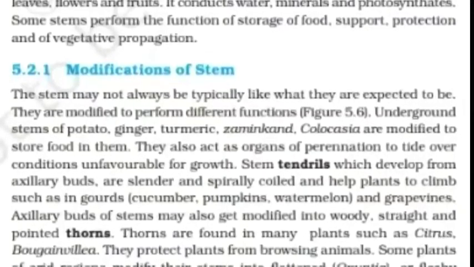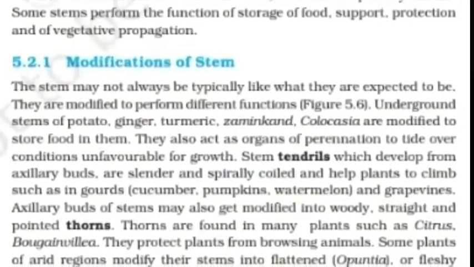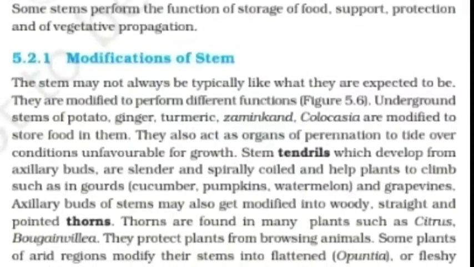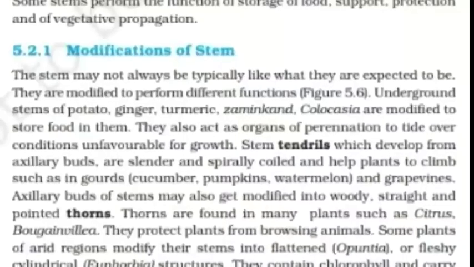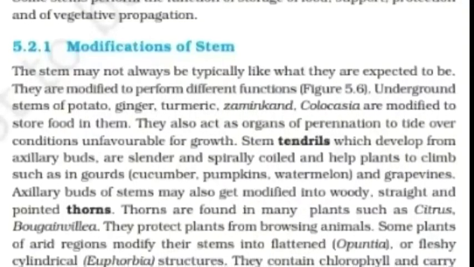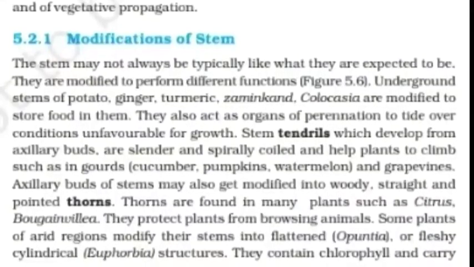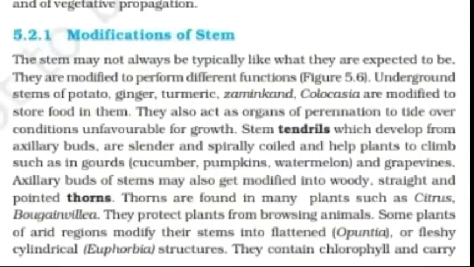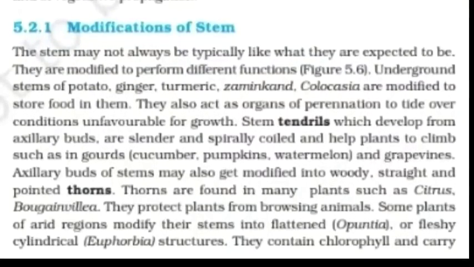Stem tendrils, which develop from axillary buds, are slender and spirally coiled and help plants to climb, such as in gourd, cucumber, pumpkins, watermelon and grapevines.